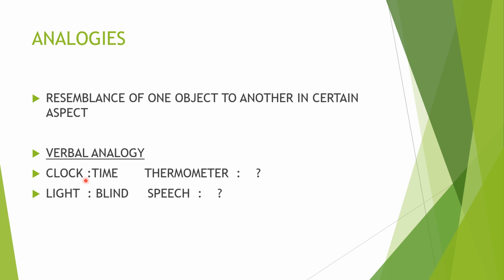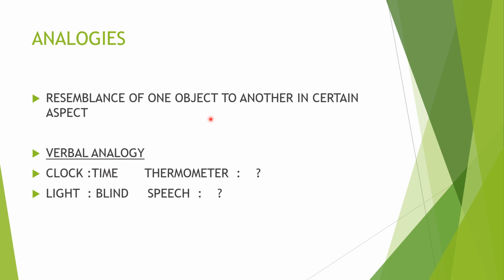See the first question, clock and time. You know that a clock tells the time, so there is a relation. Then the thermometer. How will the thermometer be connected to it? It is connected to the temperature, no doubt. The thermometer tells the temperature. So there is a relation. Like that, light and blind. The opposite is given. One is blind, which means they cannot see the light, and the other is light. Speech and then dumb. So like that there is some relation between the words.